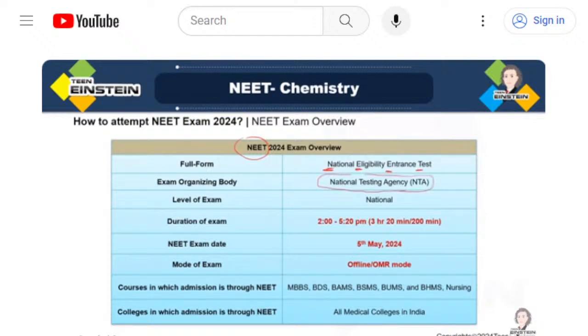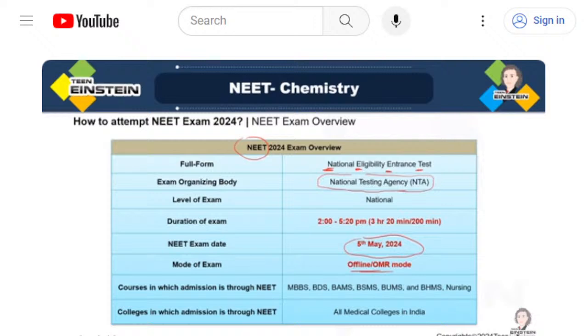This is obviously a national level exam, and the date is something all of you know about, but we would still like to mention it: 5th May 2024. The duration is 3 hours 20 minutes, so you can say it is 200 minutes, right? And unlike the JEE Main or Advanced exam, this time it is offline, or you have to answer in OMR mode. That is a very important difference if you compare it with the other two similar types of exam.